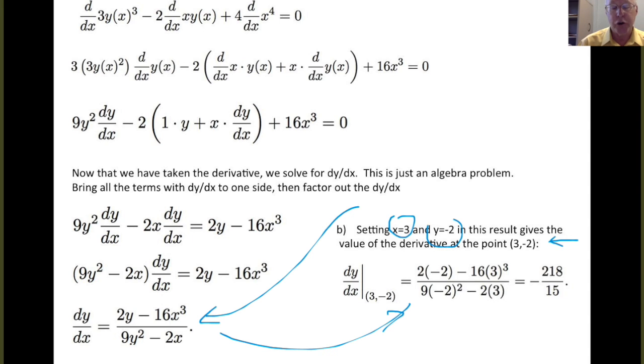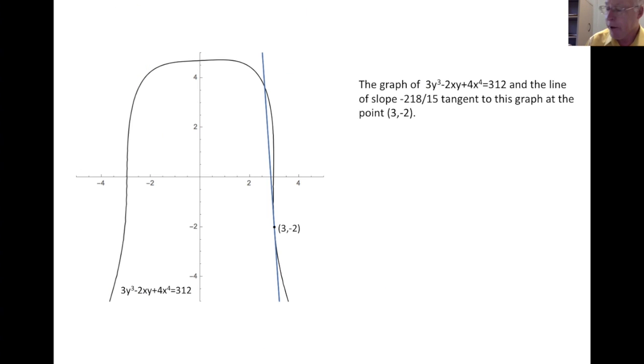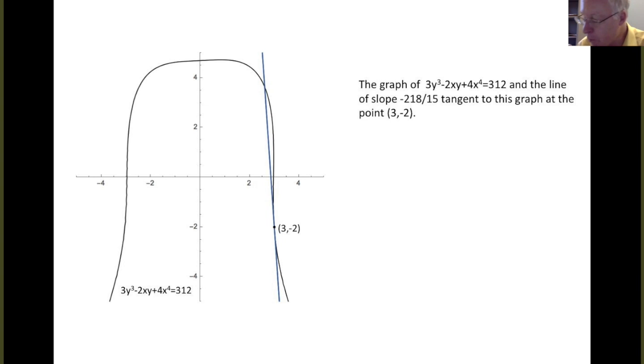Now, just one interpretation here. We know that the derivative is the slope of the tangent. And even though, again, we can't find the function we're working with explicitly here, we can make Mathematica graph this. So here is a graph of the expression 3y cubed minus 2xy plus 4x to the fourth equals 212. This graph is the set of all points that satisfy this equation. The point (3, -2) is over here. You can see it is on the graph, and we've sketched in the tangent line, this line of slope -218/15.